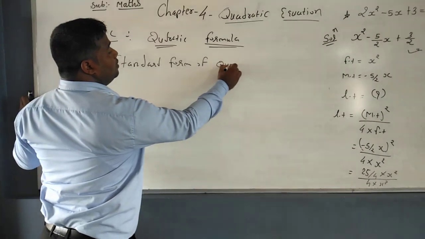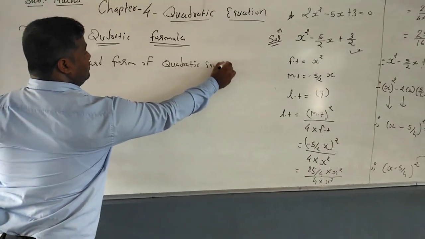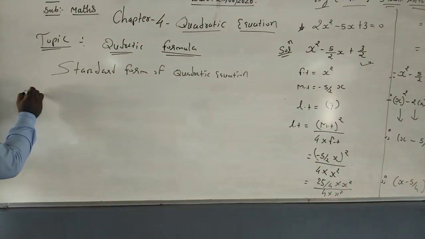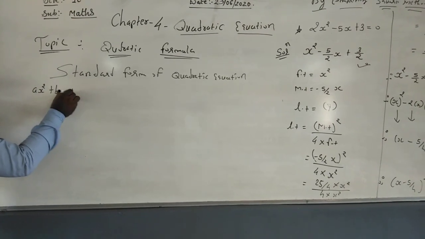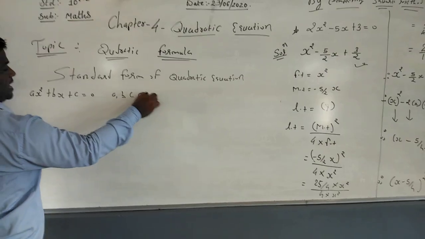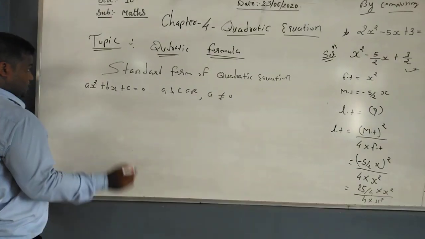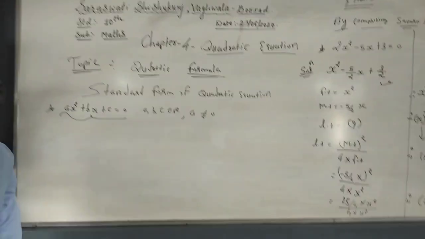of a quadratic equation. What is the standard form of the quadratic equation? Dear, you all know that ax square plus bx plus c is equal to 0, where a, b, c belong to R and a is not equal to 0. This is my question.